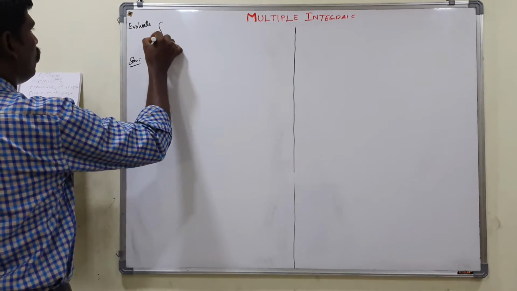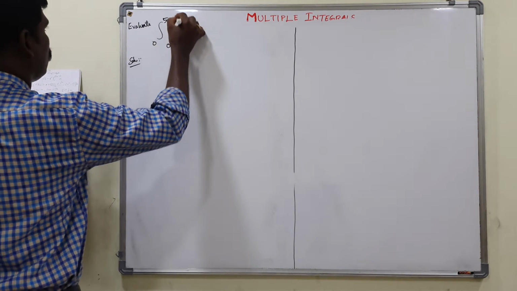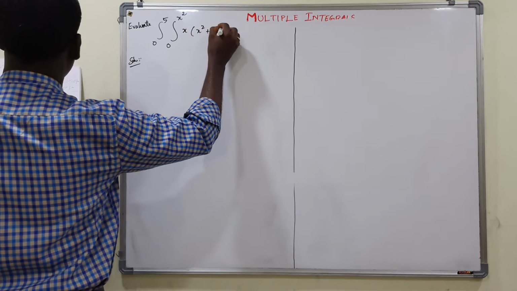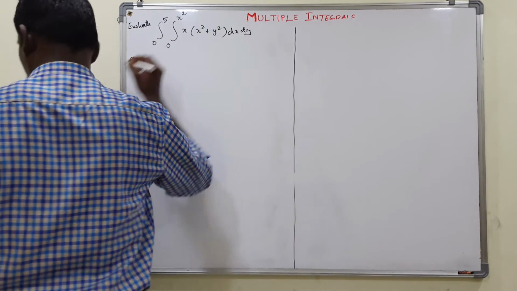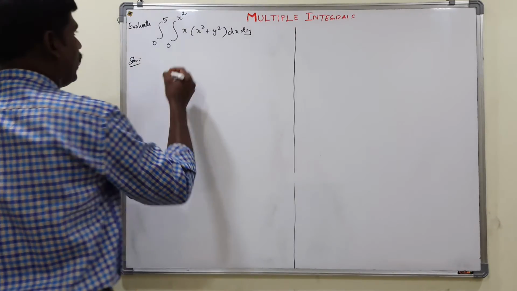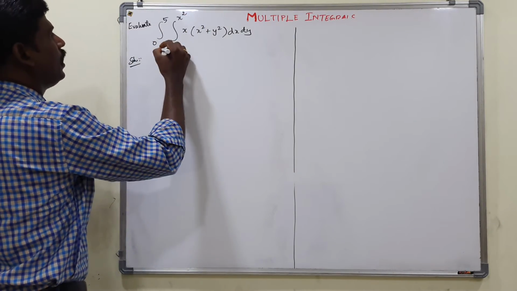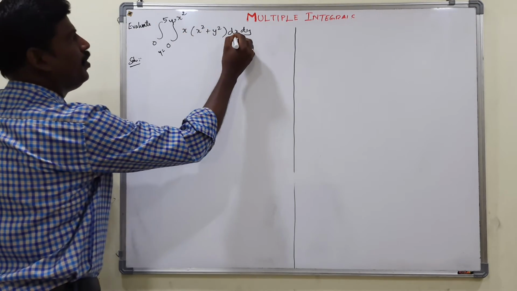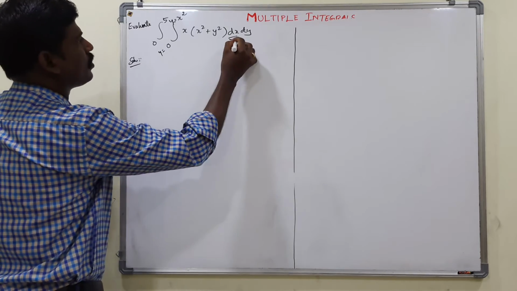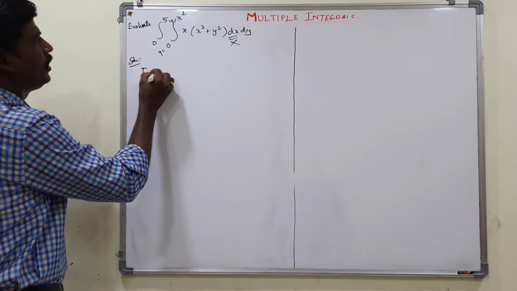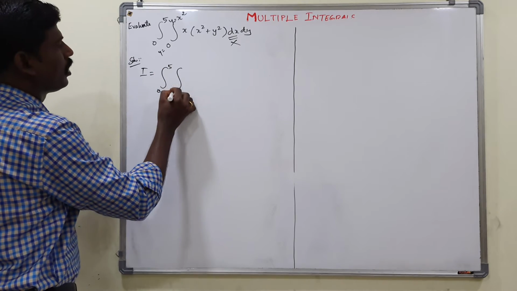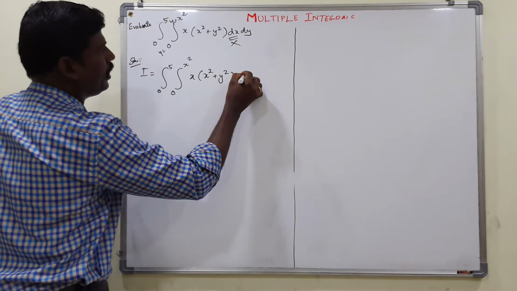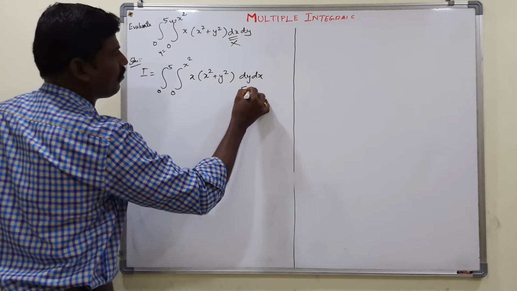Next one, integral 0 to 5, integral 0 to x square, x into x square plus y square into dx dy. Okay. So right, the limit in the integral is a function of x. So this is the limit for y, isn't it? So we need to integrate y at first. So it is not in correct form. So we rewrite the given integral 0 to 5, integral 0 to x square, x into x square plus y square into dy dx. So this is the correct form.